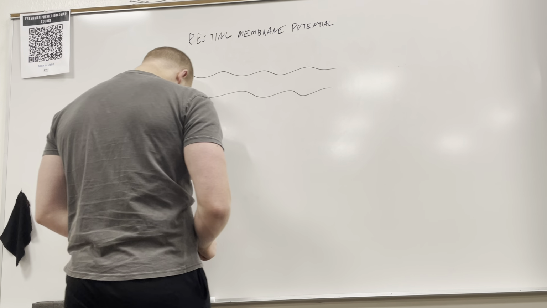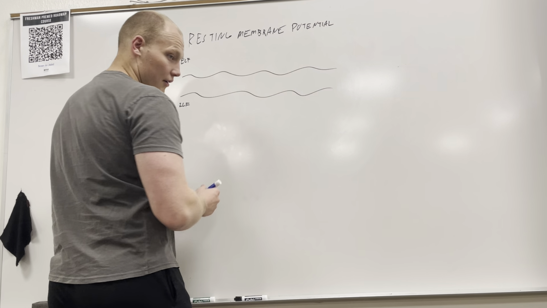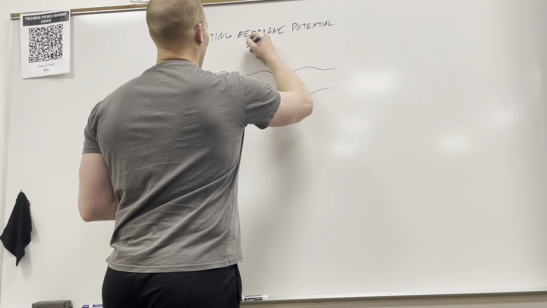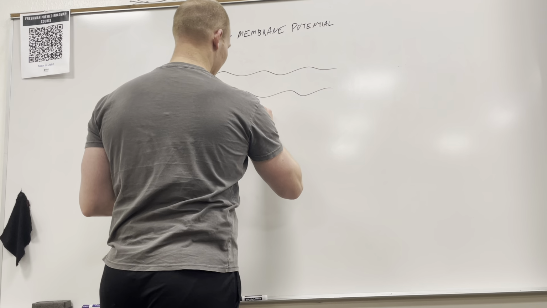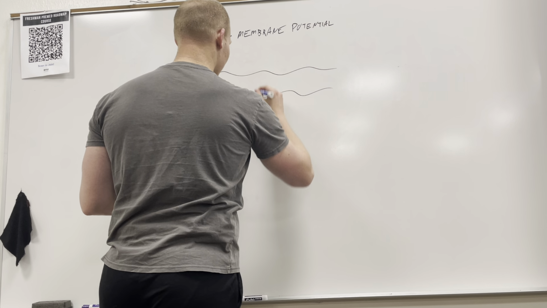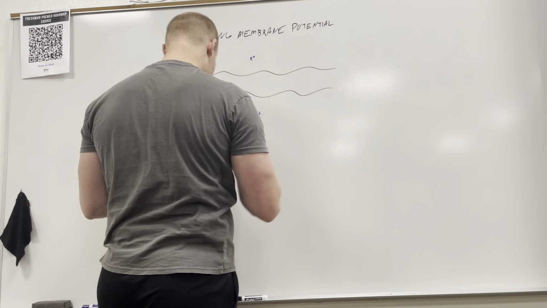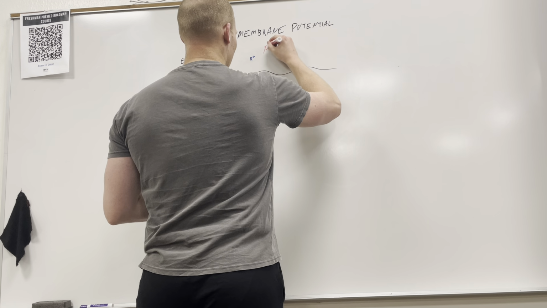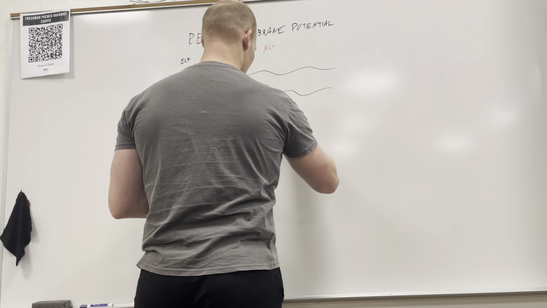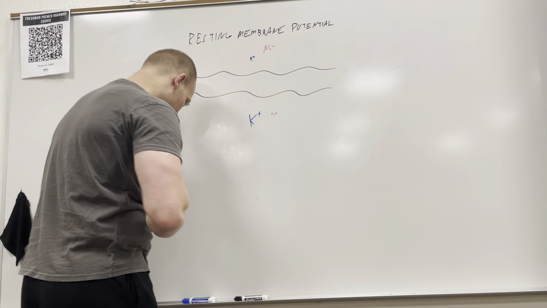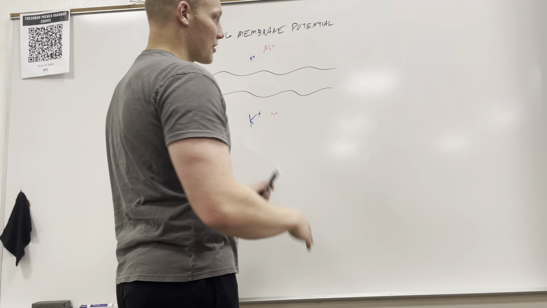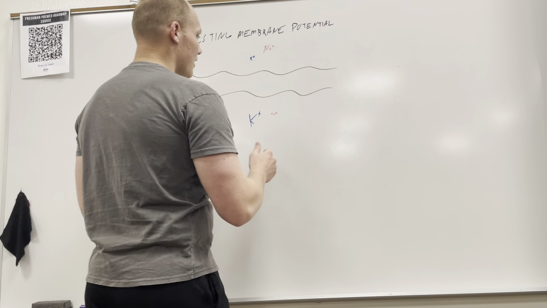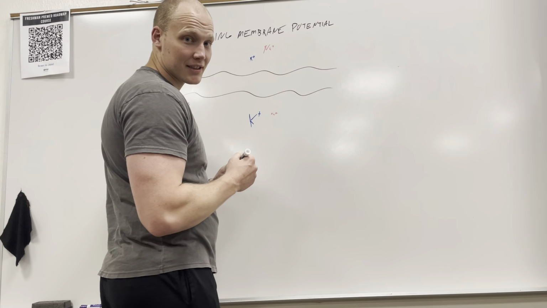So the two big players of resting membrane potential are potassium, which has a high concentration inside the cell and a low concentration outside the cell, and sodium, which is opposite. It has a high concentration outside and a low concentration inside the cell. And the way we establish resting membrane potential is through the sodium-potassium pump.